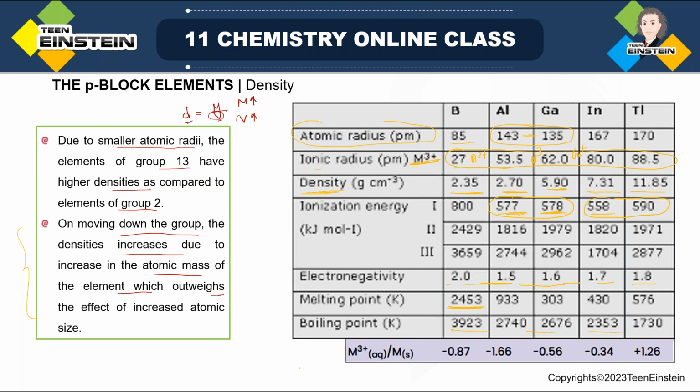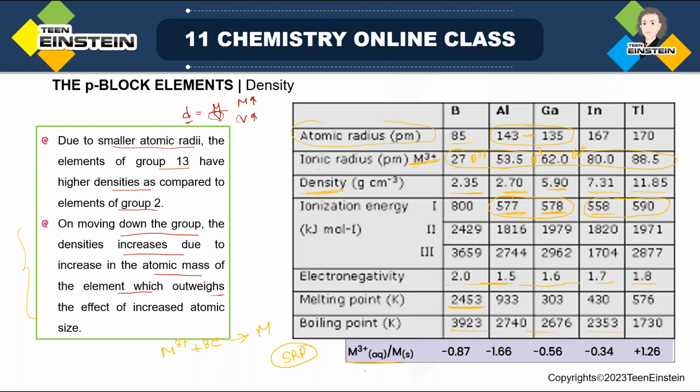Now one more thing you can see here, which is standard reduction potential. The standard reduction potential for the M3+/M system is the general format we use for representing it. You can also write the equation: M3+, that is boron 3+ or aluminium 3+, accepting 3 electrons, and you are getting neutral M, that is neutral boron or aluminium. For this process, you can see the SRP value, that is the standard reduction potential value.